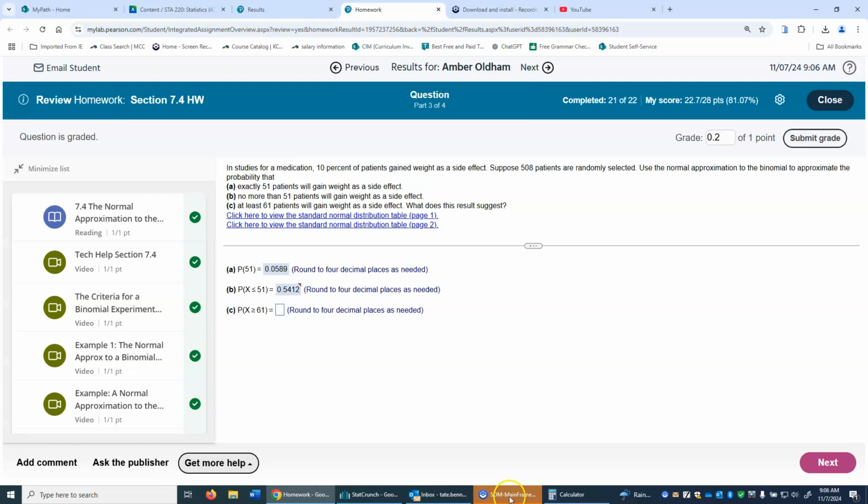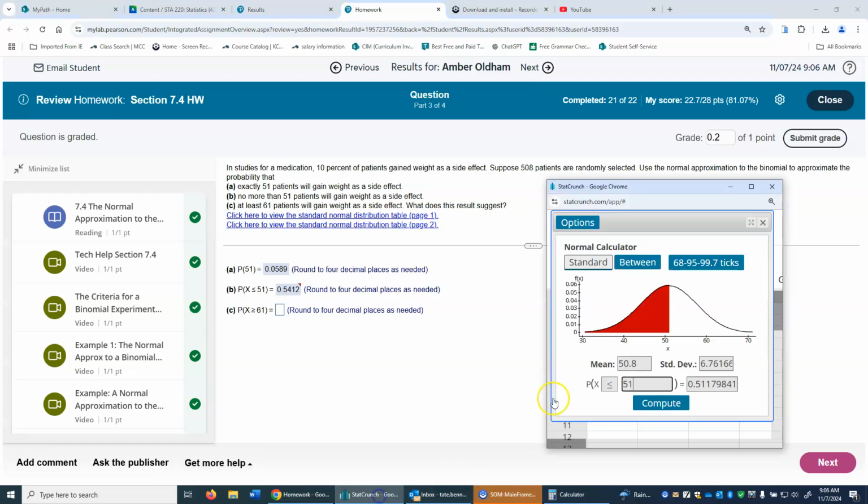So if we come back to StatCrunch here, we've got to go half a unit on the other side of 51, so it'll be 51.5, and we click compute, and you can see we get 0.5412. So you may not be using the correction factor for these values. You need to take that into account. Hope that helps.